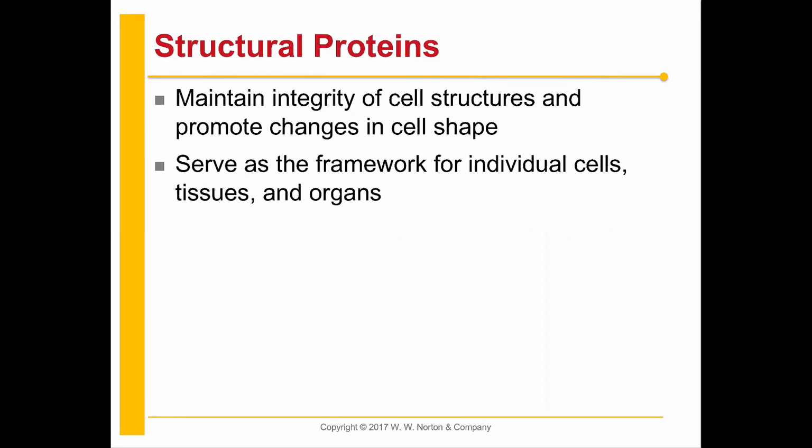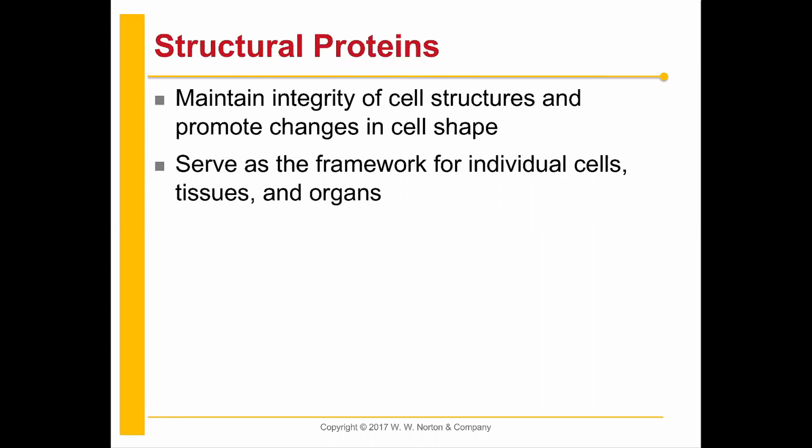We're going to go through structural proteins. Structural proteins are really the most abundant proteins in living organisms. There's a ton of them. And they maintain cell shapes. They promote changes in the cell shape. So think about cells that have to actually move. They have to change their shape in order to get from place A to place B. So they're going to be very dependent upon those structural proteins.